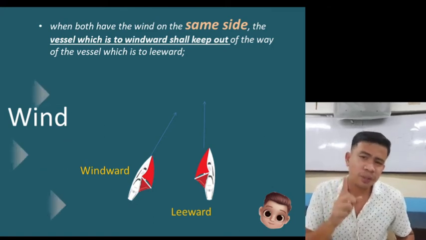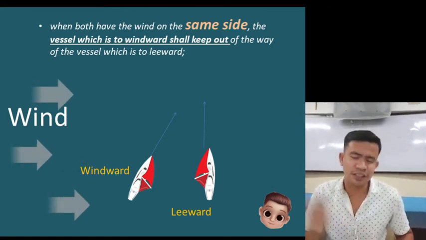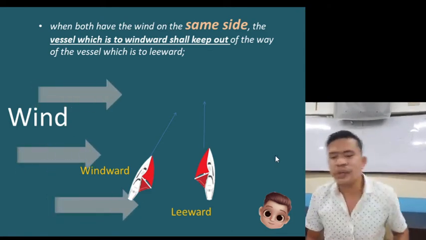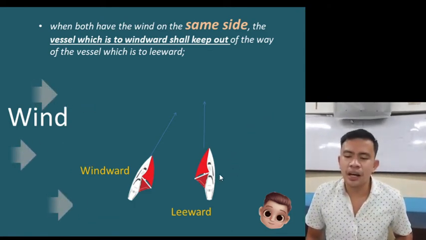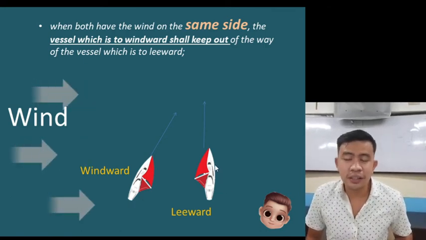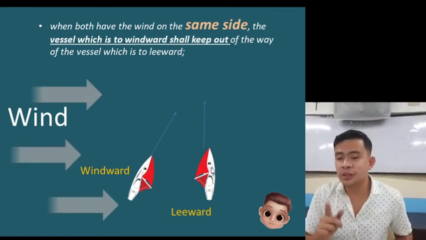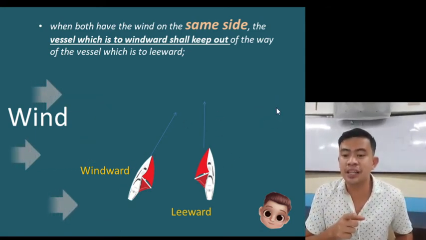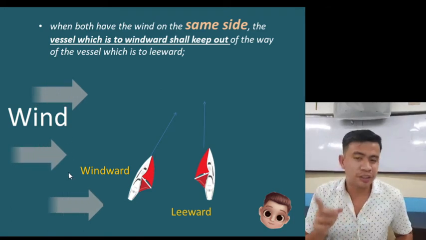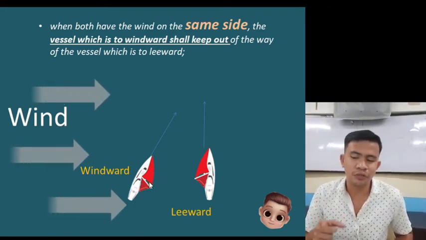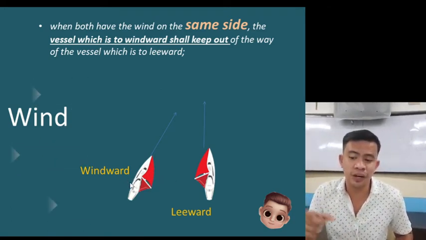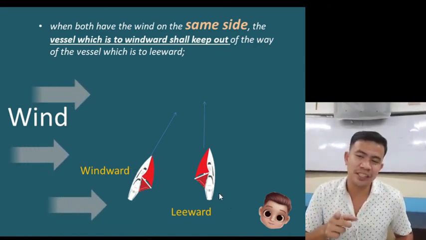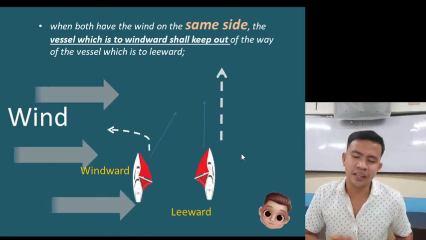If, for example lang ha, of course, not in this illustration, if the wind is coming from the east side, no? This one receives the wind first. So this one becomes the windward and this one becomes the leeward if the wind is coming from here. But in this example, the wind is coming from here. The one that receives the wind first is the windward. This vessel will be called the windward and this one is the leeward vessel. Okay? Okay na tayo dyan.